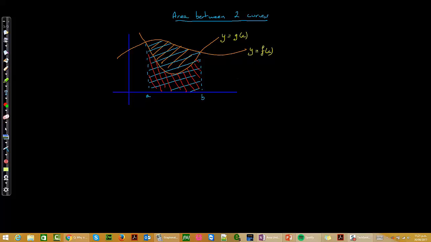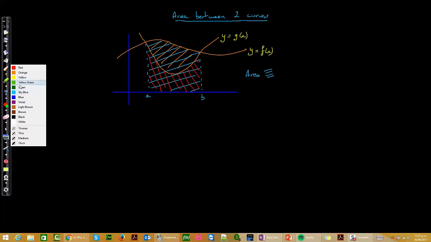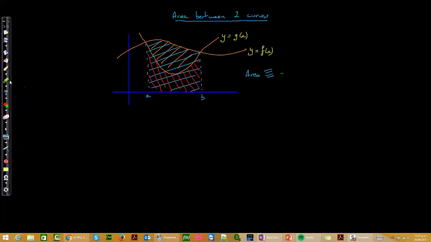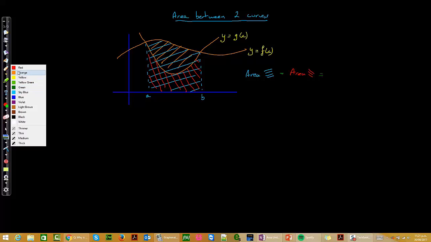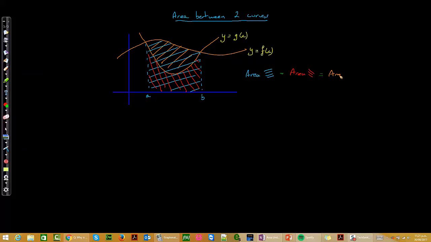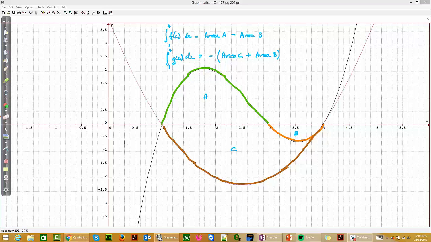So just to emphasize that again, the area in blue minus the area in red would equal the area in orange. Okay, so what does that mean mathematically? Well, we need to have a look at an example.